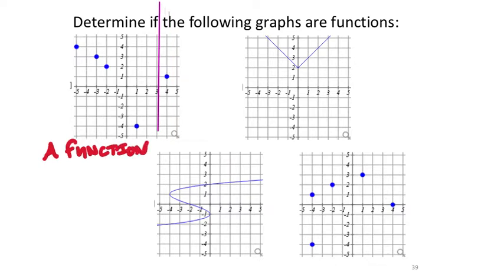And let's take that vertical line and try this one. So I'm scanning, now it's a line. I'm just looking for it to cross more than once. It never did. So this one also is a function.